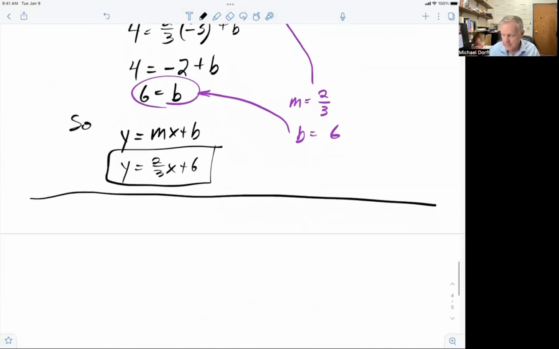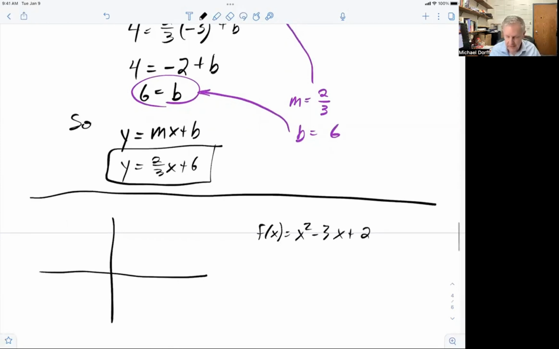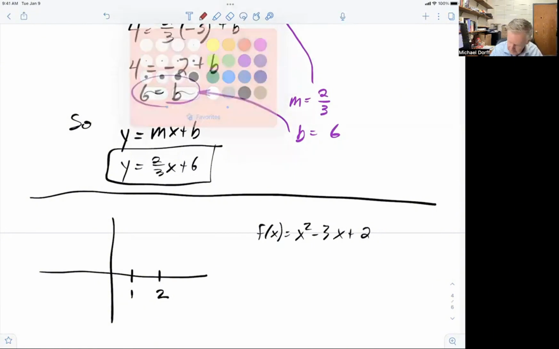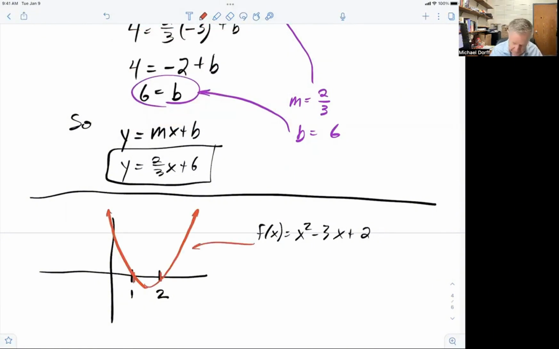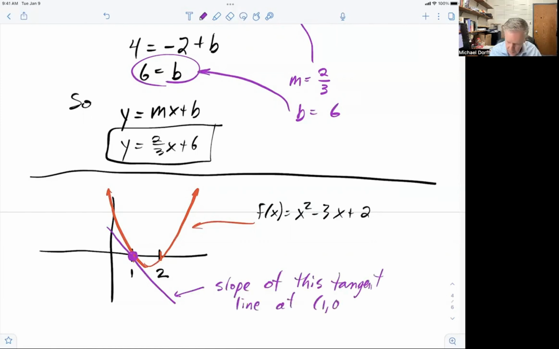What's going to happen in calculus is you're not going to be given the slope. So how do you figure this out? Well, let's look at this example here. Suppose I have my function f of x equals x squared minus 3x plus 2. What does the graph of that look like? It is a parabola. It looks like a U shape. If I draw some points in here, the graph is going to look something like this. And suppose I want to find the tangent here at this point, x equals 1. So what is the slope of this tangent line at the point 1, 0?